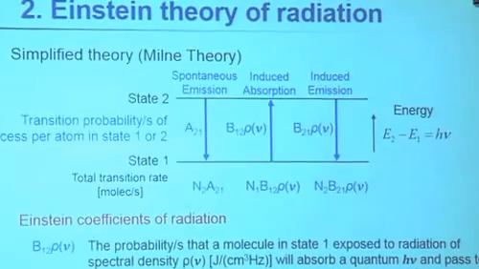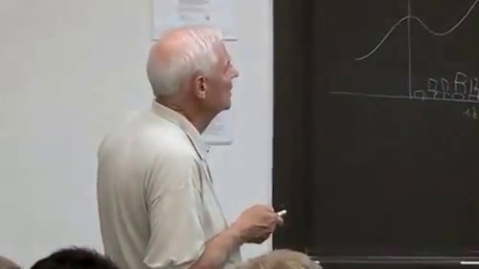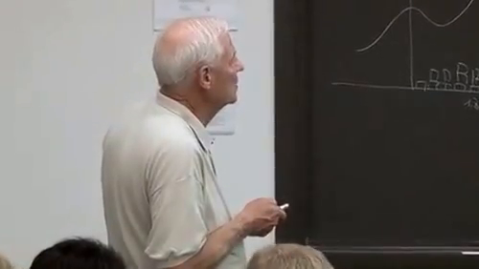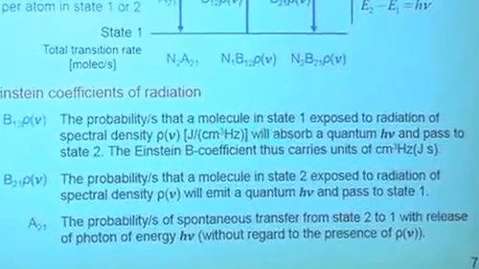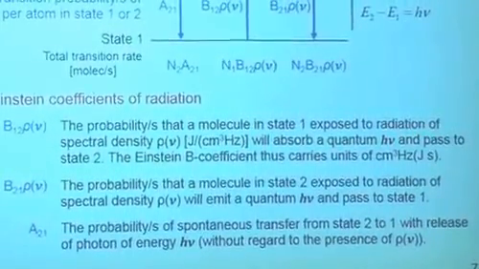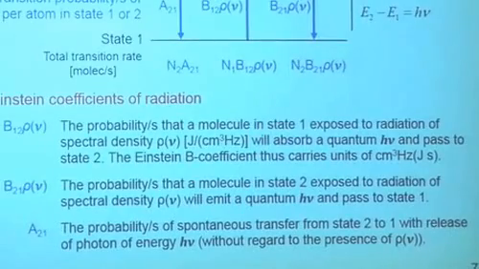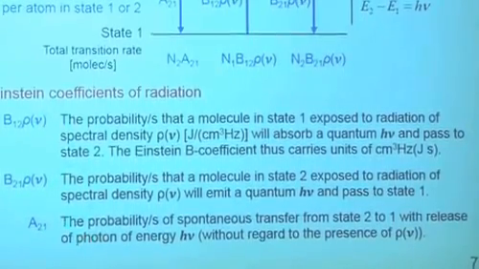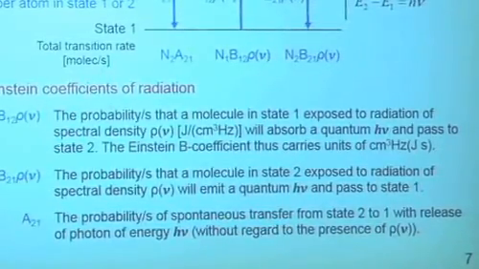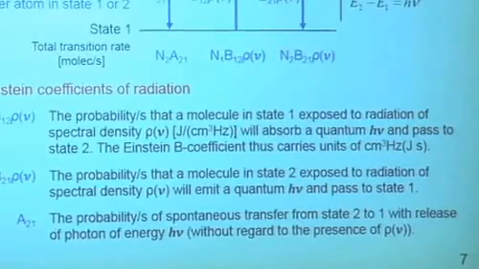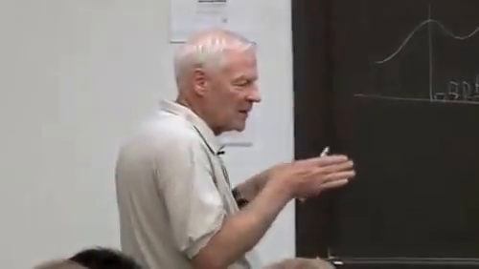Well, the Einstein coefficients will be unfamiliar to many of you. B12 is the probability that a molecule in state 1, exposed to radiation of spectral density rho, which will have its units, will absorb a quantum and go to 2. Probability per second, per molecule, and so on. A is the spontaneous probability. These B's are the induced probabilities. So imagine a situation where there's very few collisions. These are the only things happening.